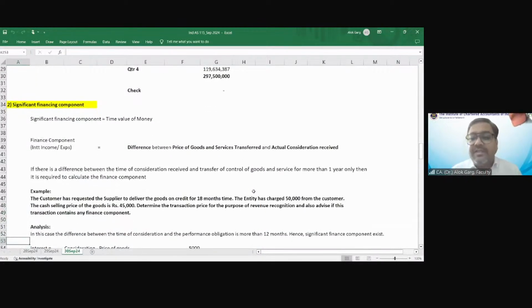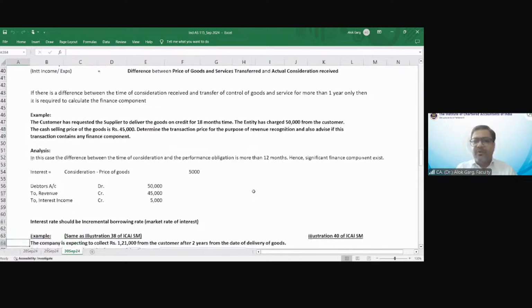Sir, whether it will be applicable only when the customer is paying after 1 year? No. If the customer has paid in advance for more than 1 year, so the customer has already paid the money, but the customer will get the goods and services after 1 year. It means the customer has funded your business. In the first case, you have funded to the customer.